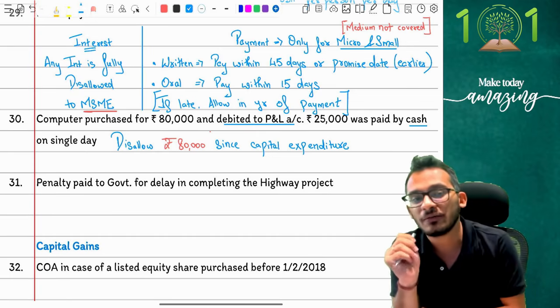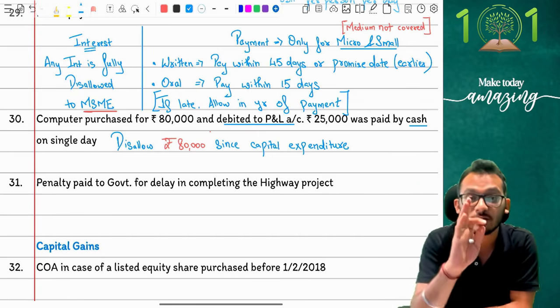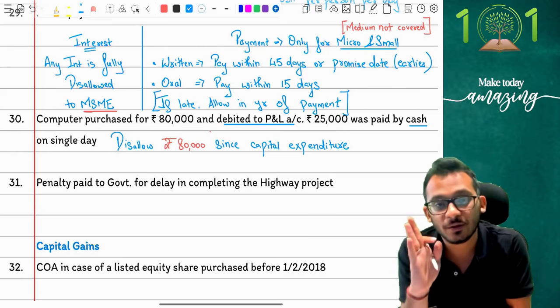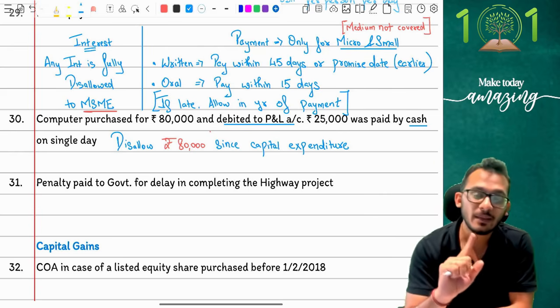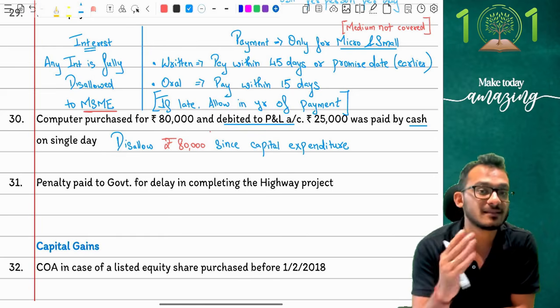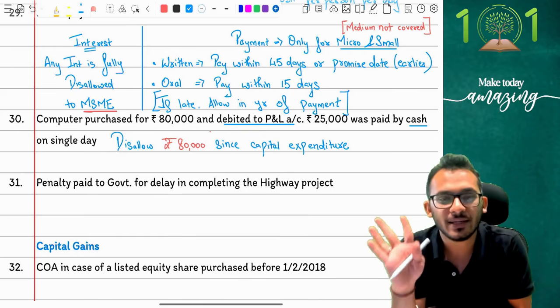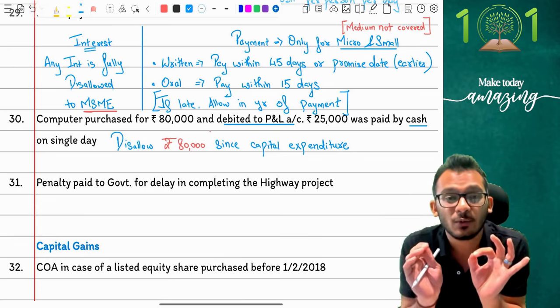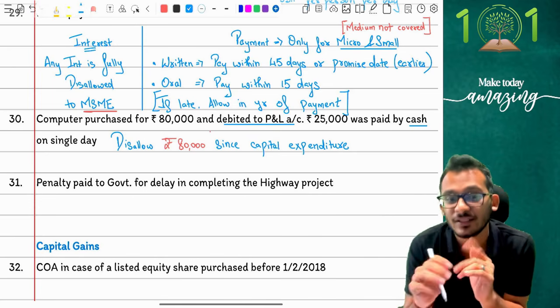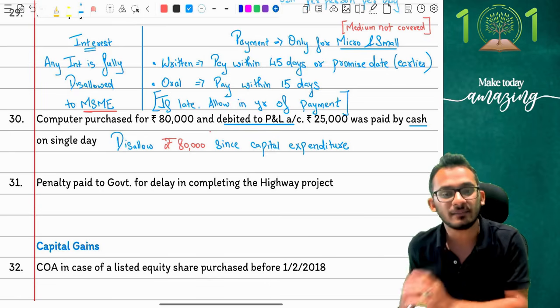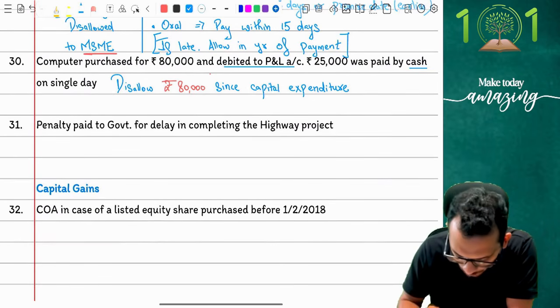Now, you may ask, Rahul, if you're going to disallow the whole 80,000, what is the relevance of 25,000? The relevance of 25,000 comes in the depreciation topic, which has the same rules. When you make an asset purchase payment of more than 10,000 rupees in cash, income tax will say the asset is not worth that 25,000. I am going to ignore the 25,000 for depreciation purposes. So I first disallow 80,000 worth of asset in my capital expenditure module, and then I claim depreciation.